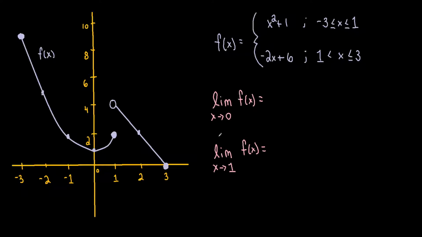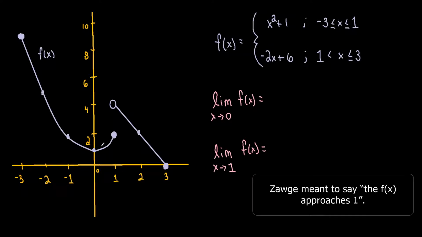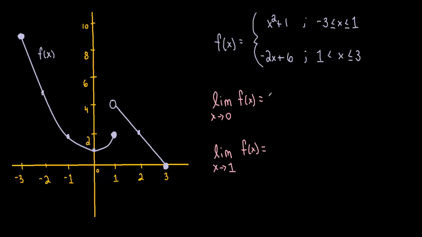Let's solve for our first limit. Well, we see that as we approach x equals 0 from the left-hand side and the right-hand side, our f of x equals 1. So we can say that the limit of f of x as x approaches 0 is equal to 1. Now let's look at our second limit. So we want to find the limit of our function as x approaches 1.